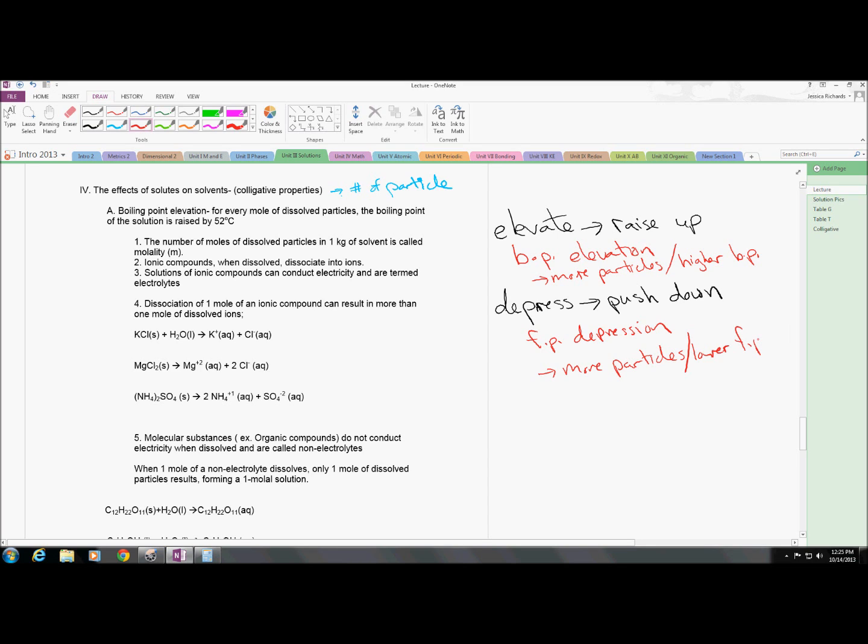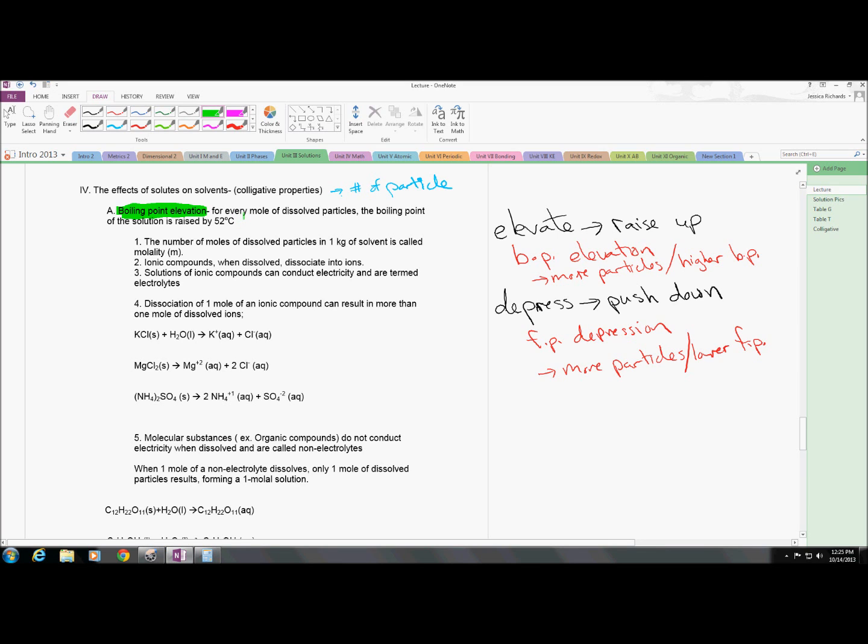If we're talking about water, water freezes at 0 degrees Celsius. If I add a bunch of particles, it has to be colder than 0 degrees Celsius to freeze it. That's the big concept here. Boiling point elevation goes together; to elevate means to raise up.